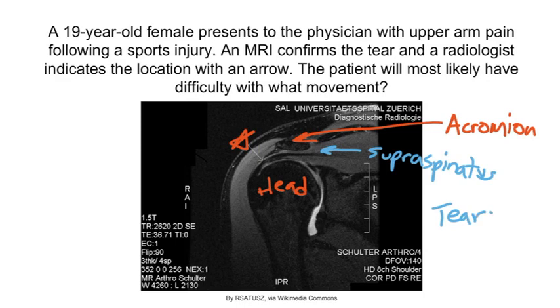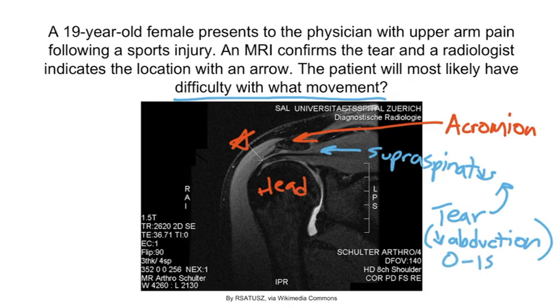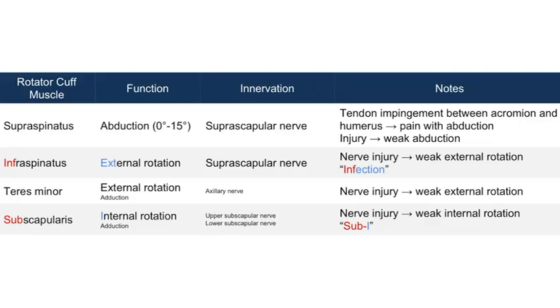So if there's a tear of the supraspinatus muscle, the patient will most likely have difficulty with what movement? Well, what does the supraspinatus muscle do? It abducts the shoulder. Therefore, the patient would have difficulty with abduction, specifically from 0 to 15 degrees. Okay, now let's return to this table.